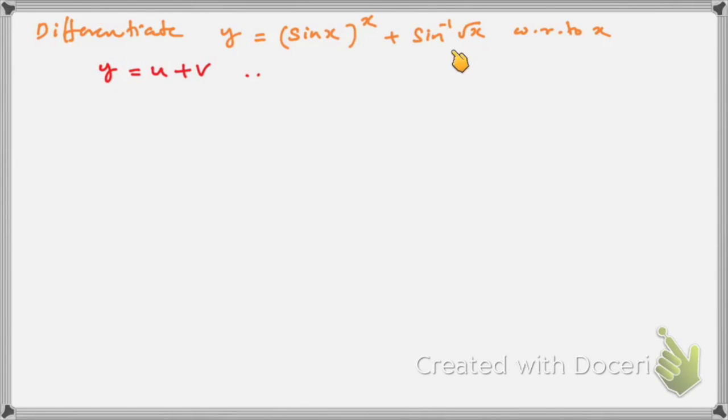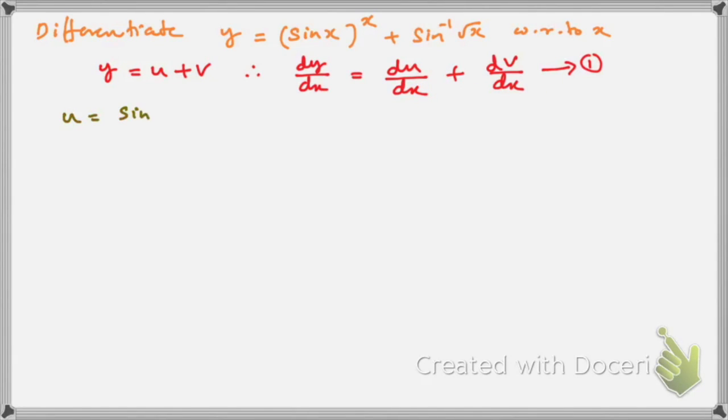So what I'm going to do for that, I'm going to call each of these functions u and v. So y is equal to u plus v. I call the first function u and the second function v. y is equal to u plus v. Therefore, dy by dx is equal to du by dx plus dv by dx. Then I start with u. U is sin x raised to x.